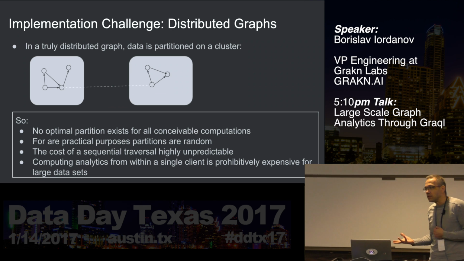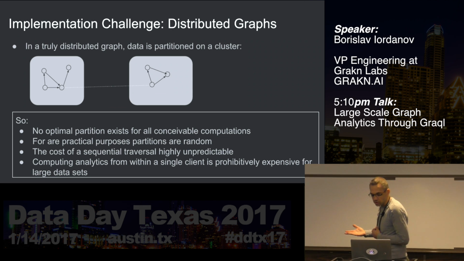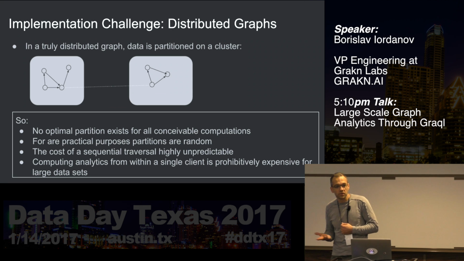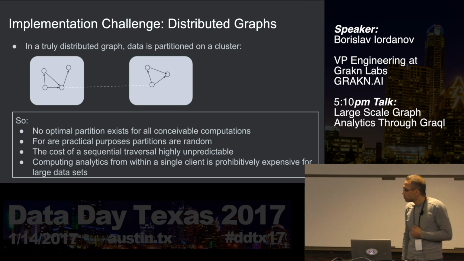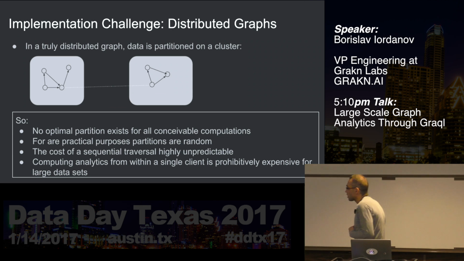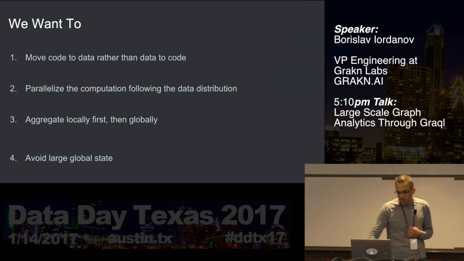So we can't implement an algorithm that simply does a sequential traversal, because the cost of that is very unpredictable. We don't know when we'll be jumped from one machine to another constantly. So we can't really implement an analytics graph algorithm that will work on a single machine. It's just too expensive. So hence the massively parallel algorithm.